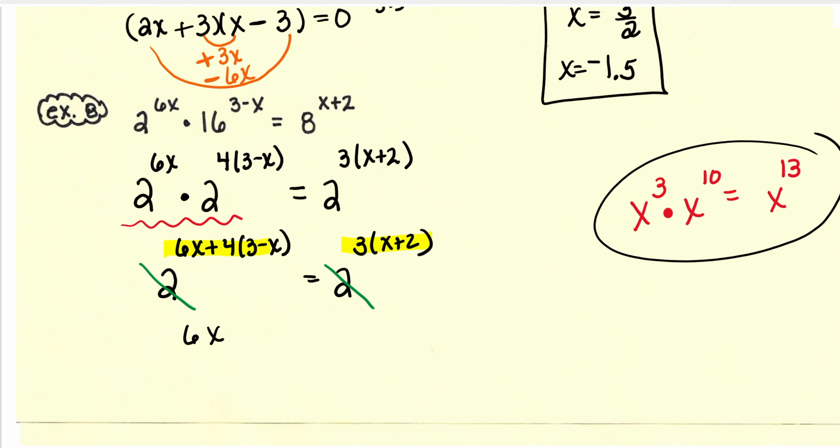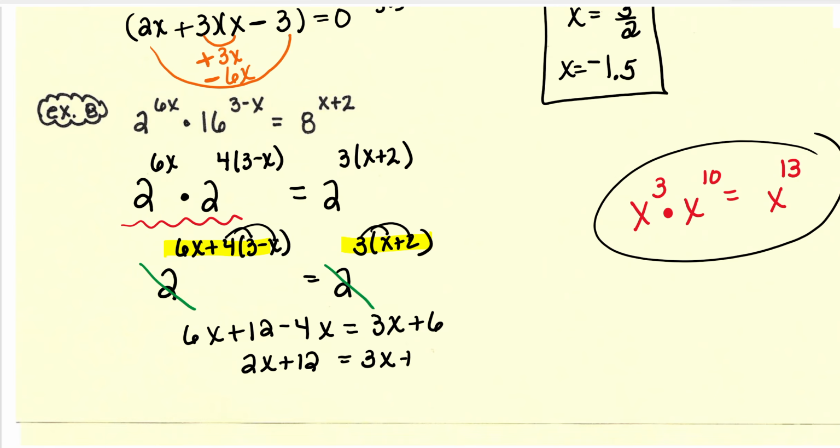So 6x plus distribute: 12 minus 4x equals 3x plus 6. Collect your like terms. 6 minus 4 is 2x plus 12 equals 3x plus 6. I'm going to subtract that 2x over, so 3 minus 2 is x. Then I'm going to subtract that 6 over there, and 12 minus 6 is 6.